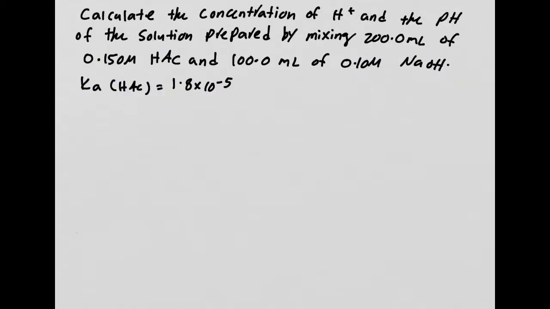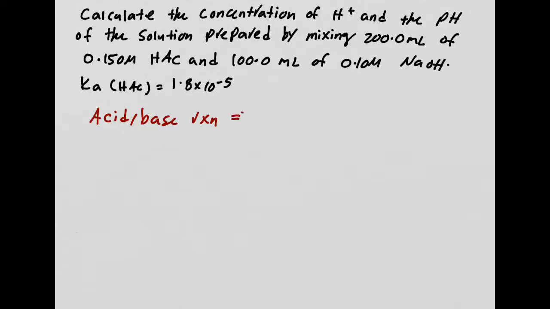Okay, so this was a take-home problem, and let's look at how you would read this. You are mixing acetic acid with sodium hydroxide. Okay, so I'm mixing an acid with a base. What type of reaction do I have? I have an acid-base reaction. Okay, let me write this down. So what I have here, I have an acid-base reaction because I'm adding an acid to a base.